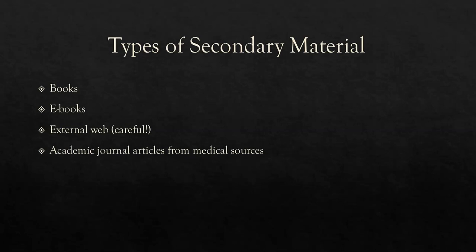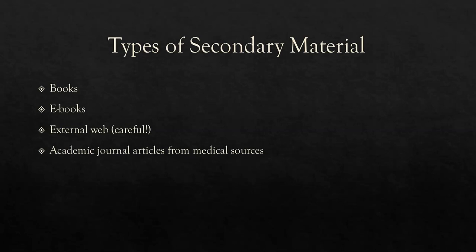The second is ebooks, and those have been around maybe the last 10 or 15 years or so. They're exactly the same as a paper book, but obviously they're only available in electronic copy. Another source is the external web. There is some useful information on the external web, but you need to be very, very careful when you're looking at external material. And then finally, there's something that may be new to you.